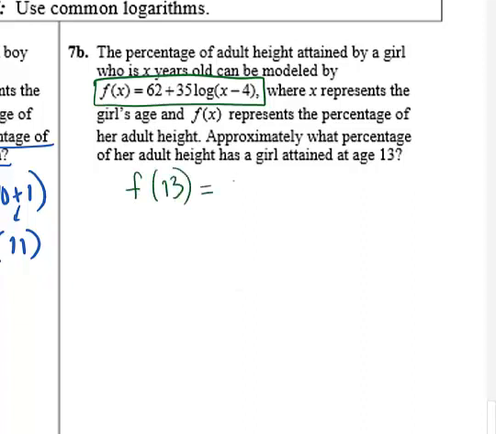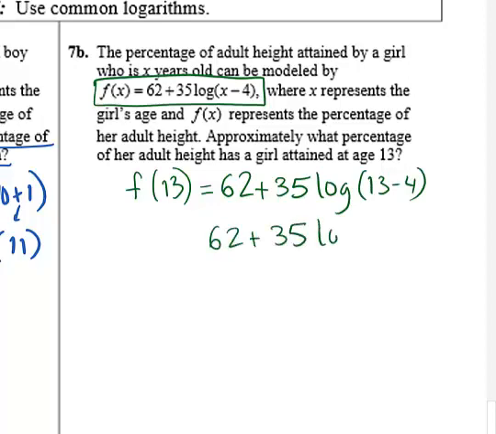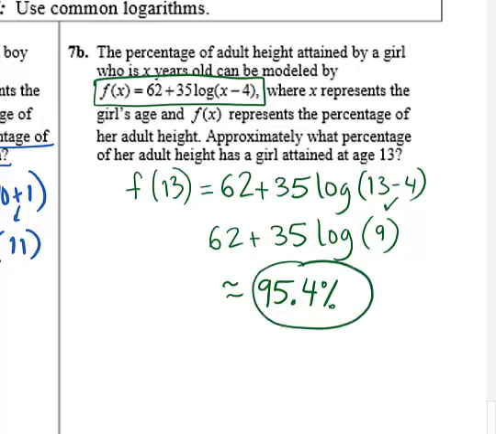F of 13, and I can probably just type this into my calculator in a similar way to the previous one. 13 minus 4 is 9, so I'll be typing in 62 plus 35 times the log button of 9. Let's see what we get. 62 plus 35 log of 9. I get about 95.4%. So by age 13, a girl's almost done growing. She doesn't have a whole lot left. Maybe 5% of her height is left to be grown. That's interesting.